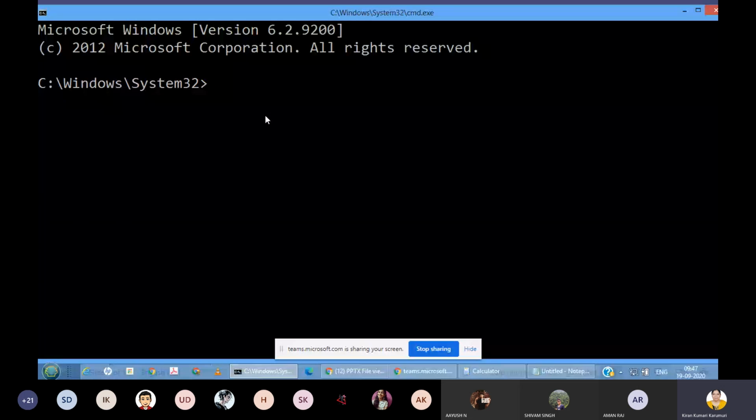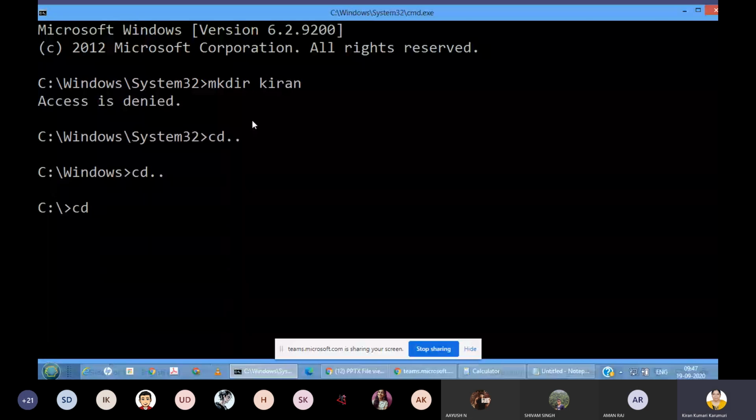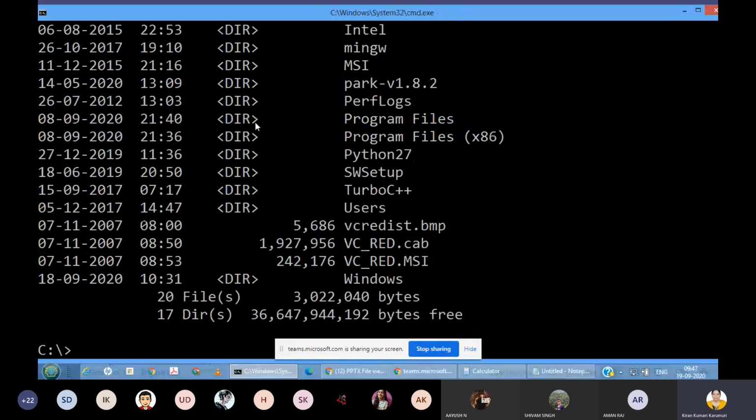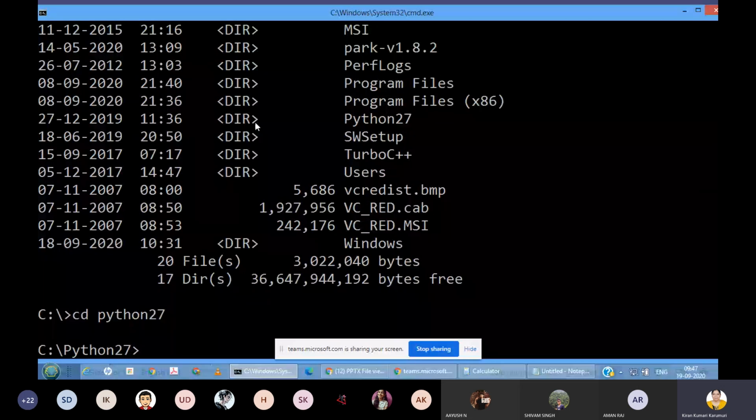Command prompt, now it has become like one part of the entire system. ठीक है? So इधर हम ना, suppose if you want to create a folder, mkdir, okay. So Kiran, I'm preparing. Access denied. So like this, you should use the commands. But instead of using, if I have to go to Python 27 folder, cd space Python 27, I should use. Now I'm into that folder.